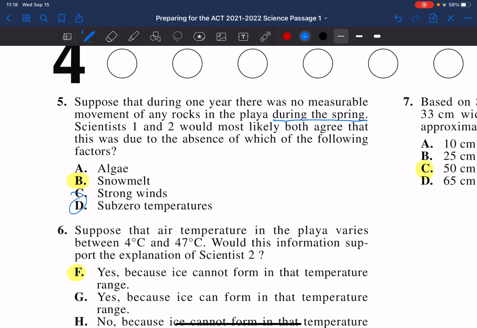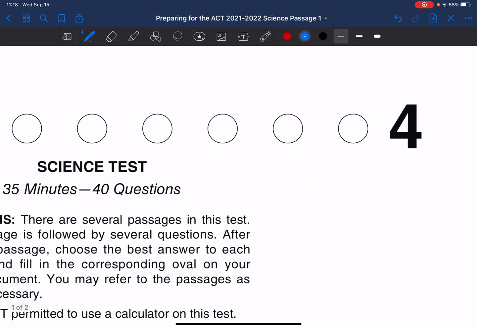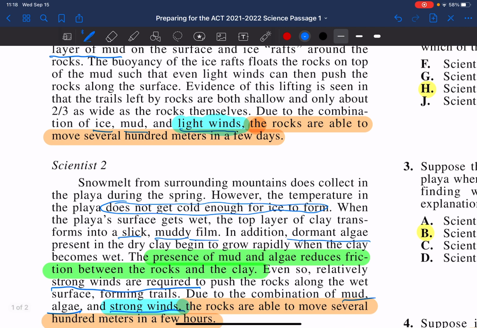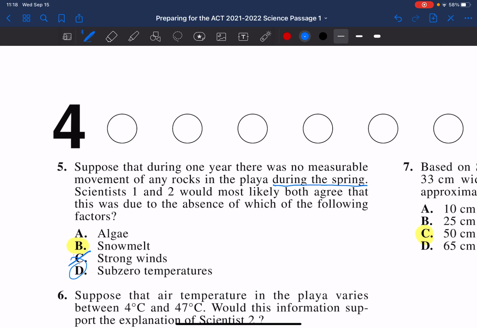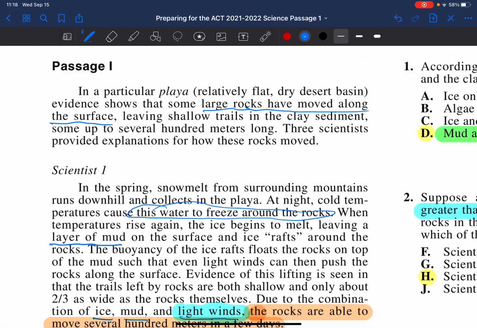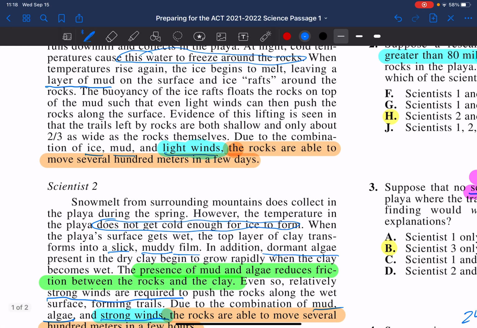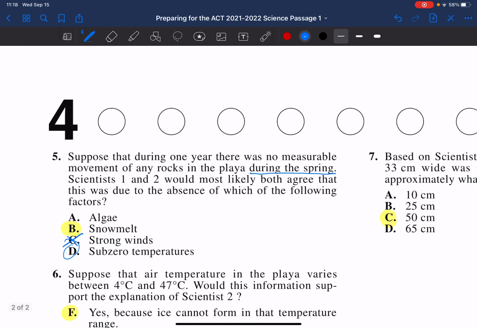But what they would agree on is the fact that, well, strong winds? No. We already talked about that. Scientist 1 believes that there are light winds, and scientist 2 believes that there are strong winds. So that is definitely out. Algae? Well, scientist 2, excuse me, scientist 2 mentions algae, but scientist 1 makes no mention of that. So algae doesn't even enter into scientist 1's explanation. So scientist 1 wouldn't say that's the reason why it happened.